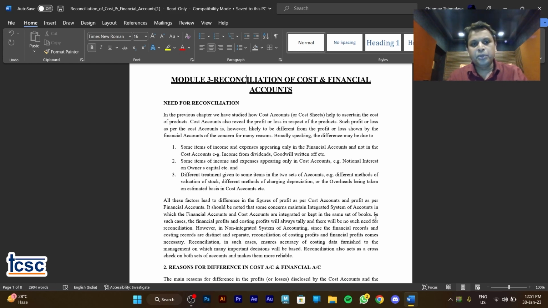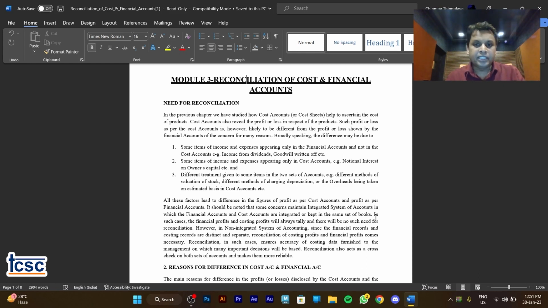Today, I'm going to take you on a new journey where I'm going to explain reconciliation of cost and financial accounts. In my previous chapter, I explained what is cost accounting, what is cost sheet, and what is the use of cost sheet. So I'm going to give you a brief of that, and then I'm going to come to this chapter.